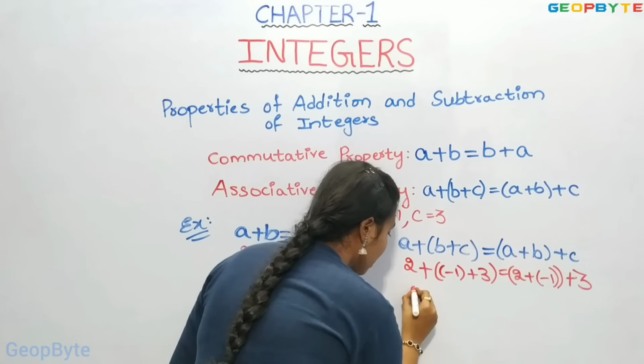The symbol will be plus and is equal to 2 minus 1 is 1 plus what is left? 3. What is 2 plus 2? 4 is equal to 1 plus 3 is 4. We proved. So, we proved the properties of addition and subtraction of integers with some examples. Now, let us see the next topic, properties of multiplication of integers.